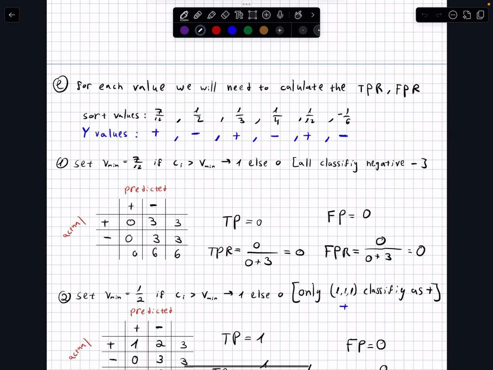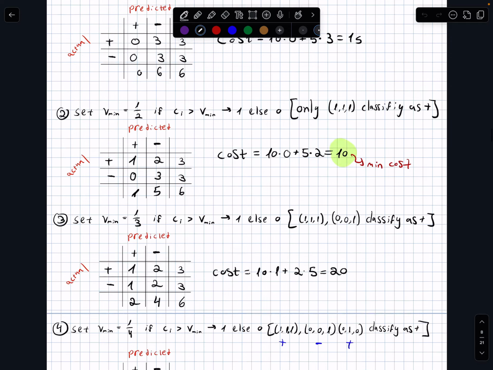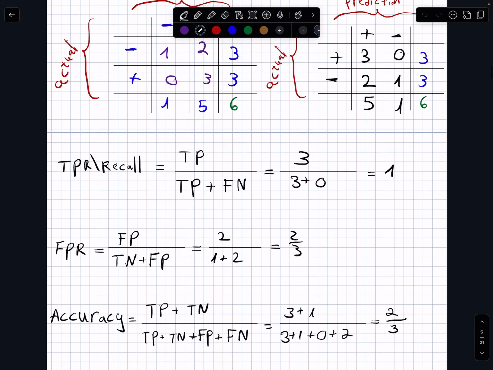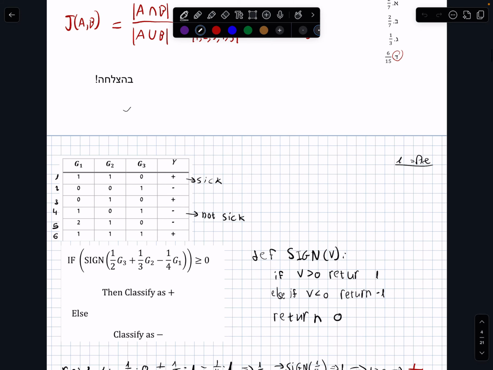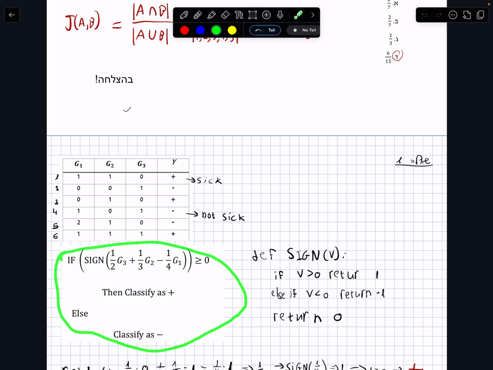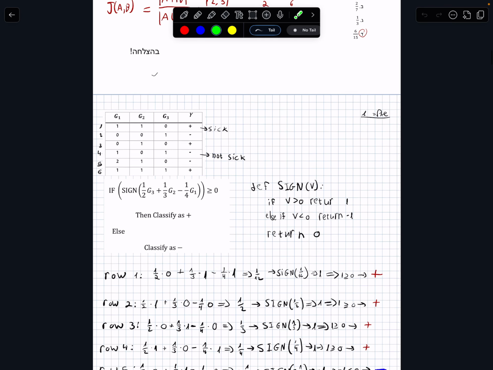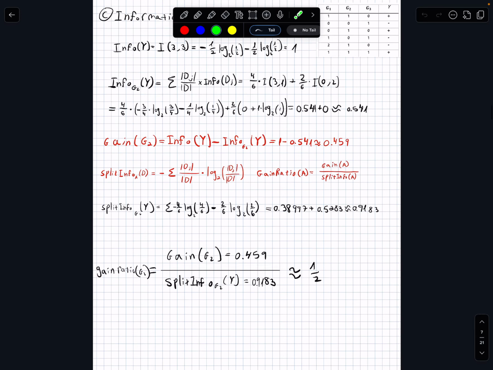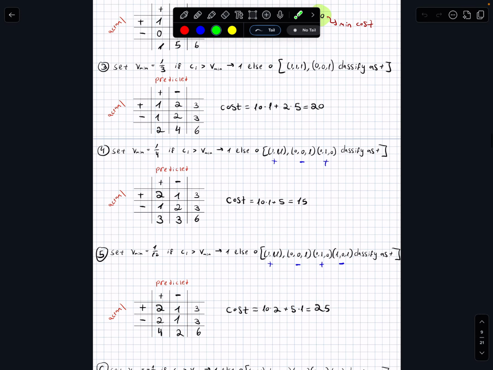Hey guys, today with this question we will be calculating the ROC curve and the AUC. We have this data, where plus means it's sick and minus means it's not sick, and we have this classification function. Just so you note, we're going to calculate the AUC value and the ROC curve.